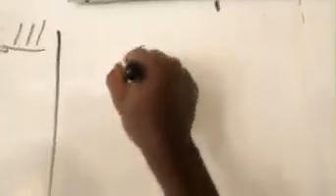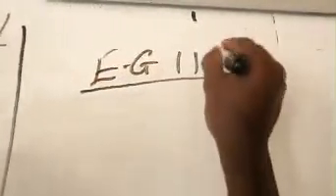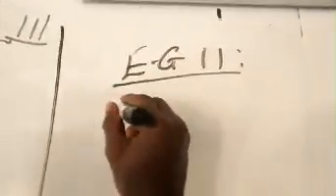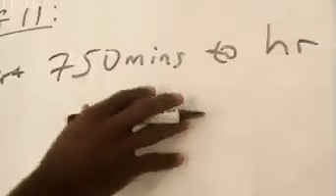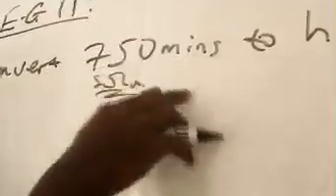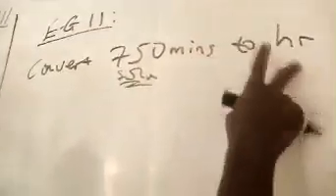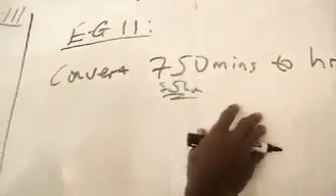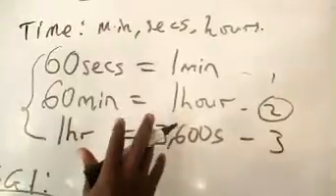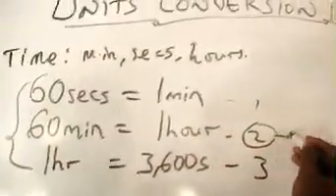Okay, let's consider another example, example 2. Supposing you are to convert 750 minutes to hours. Solution. Remember that whenever you have to do something like this, use the conversion factor that relates the 2 units. So let's take a brief look at the conversion factors. If we are converting from minutes to hours, of course, we'll still use the second conversion factor.